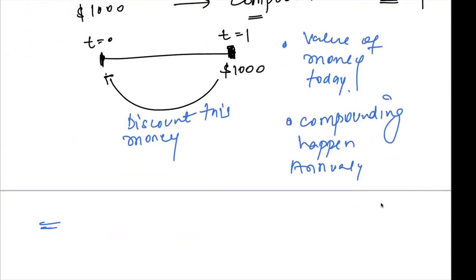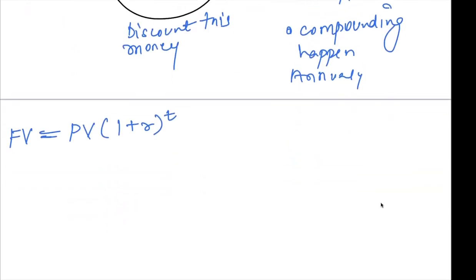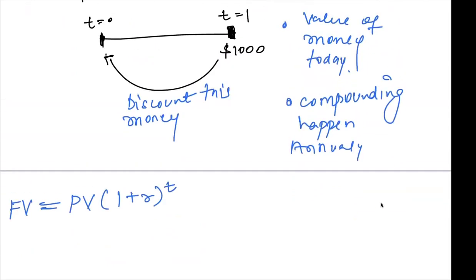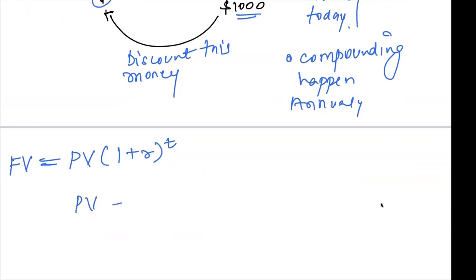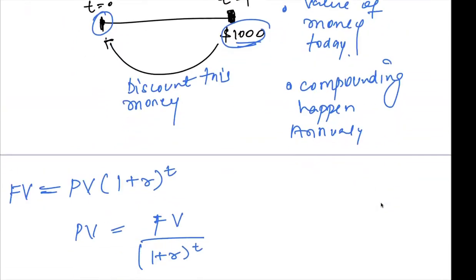We all know the formula. Future value is equal to present value times 1 plus r raised to the power t. We are given the future value, and we need to find the present value. So present value will be future value divided by 1 plus r raised to the power t. The future value is $1,000.